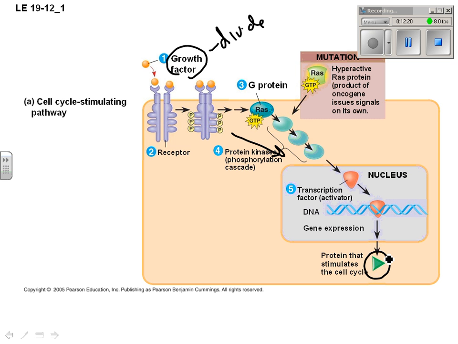So the RAS protein is hyperactive for some reason. It starts issuing its own signals, so you don't need the growth factor for stimulation of the cell cycle when you normally would, because this protein is issuing signals on its own. That's bad news.